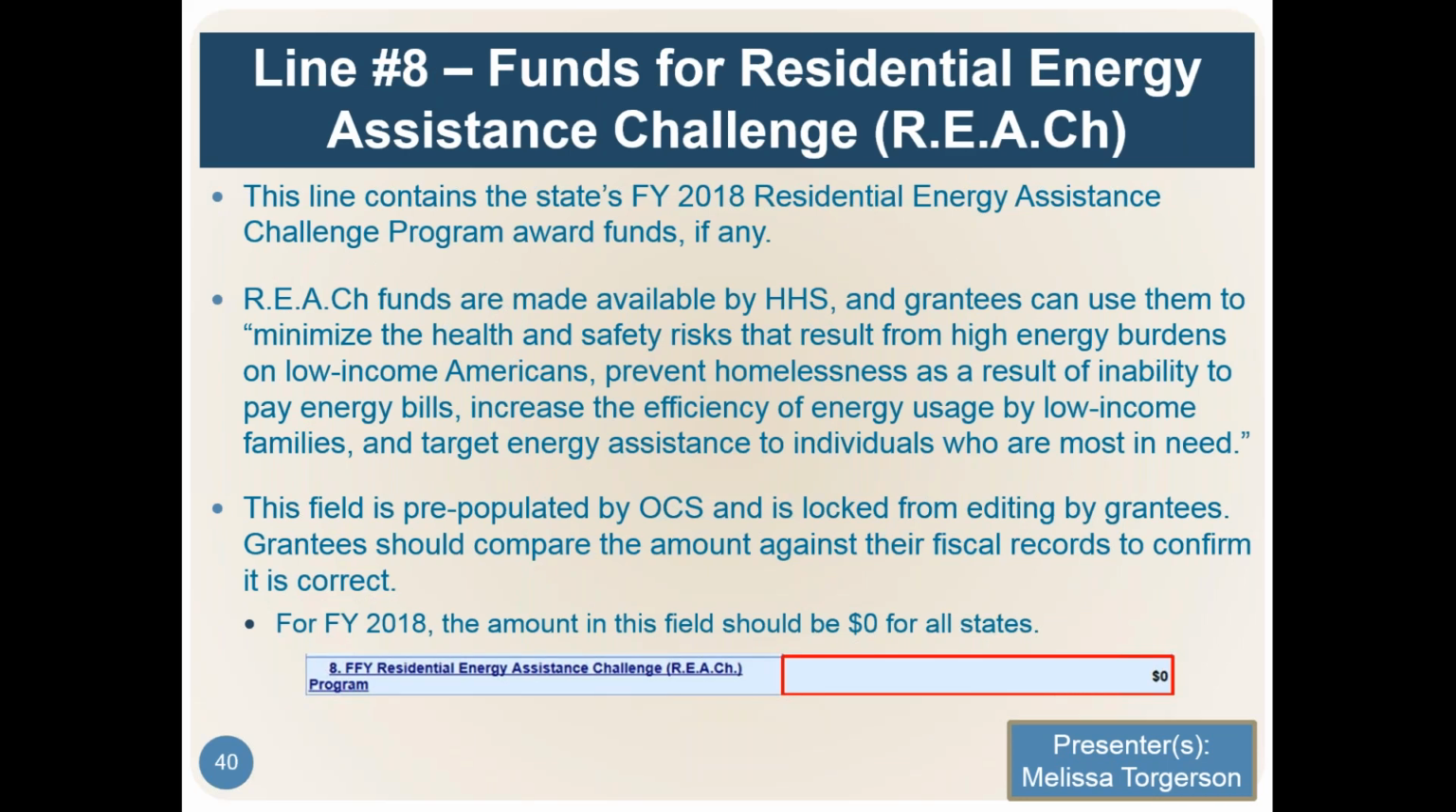The REACh program is also going to be zero for all states, but for those of you who are unfamiliar, this is the Residential Energy Assistance Challenge program, and occasionally these funds are made available by HHS to pilot programs that minimize the health and safety risks to high burden households, and it's pre-populated by OCS when states are awarded these funds and locked from editing. But once again, in 2018, no one received these funds, and so it should be a zero for all of you.